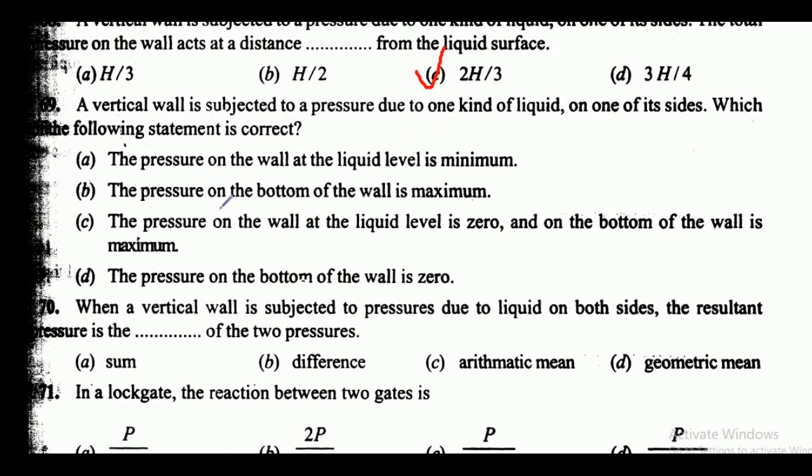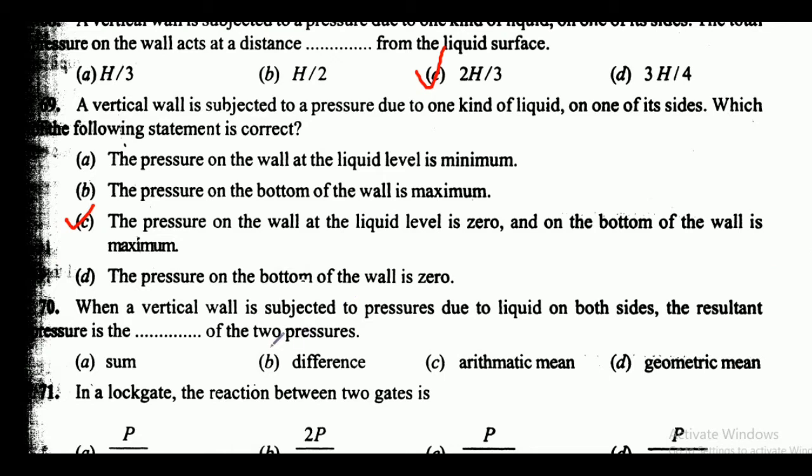Here the options are: A, the pressure on the wall at the liquid level is minimum; B, the pressure on the bottom of the wall is maximum; C, the pressure on the wall at the liquid level is zero, and on the bottom of the wall is maximum; D, the pressure on the bottom of the wall is zero. So here friends, the correct answer is option C, that is the pressure on the wall at the liquid level is zero and on the bottom of the wall is maximum.